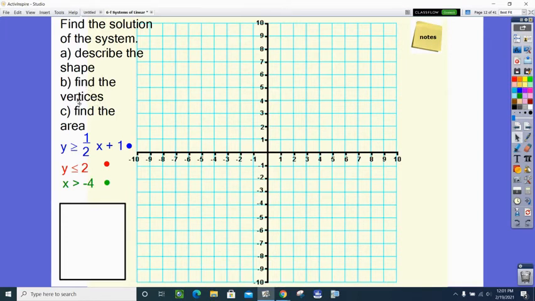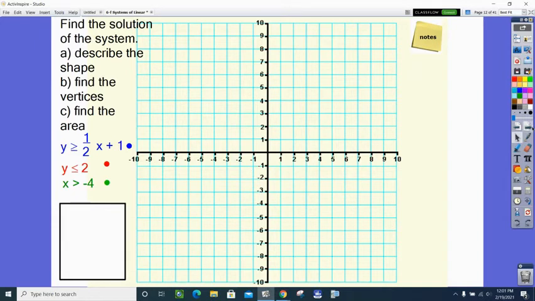We're going to find the vertices, which means the corner points of that shape. A shape, I mean, like, is it a rectangle? Is it a pentagon? Is it a triangle? What is it? And then for that remaining shape, you're going to find the area. So we're going to start right now by graphing these three simultaneously on the same graph. The video will stop to allow you to do that, and then we can look at these questions.